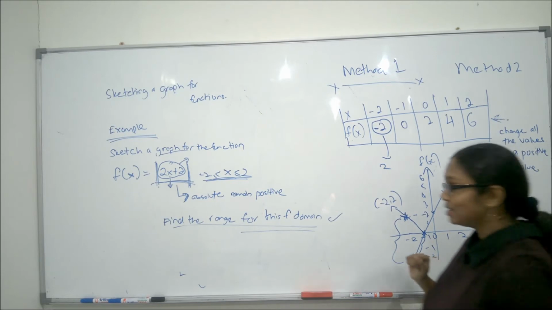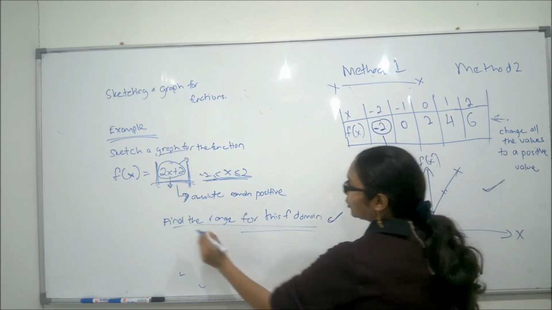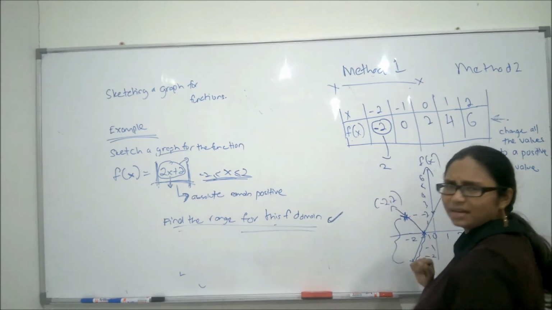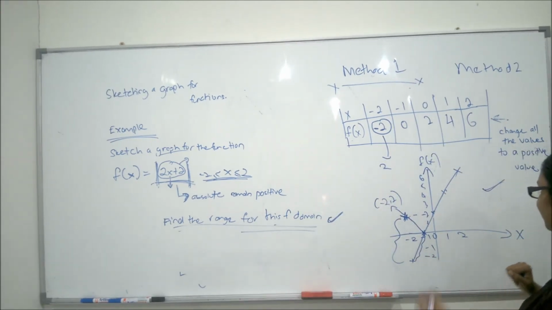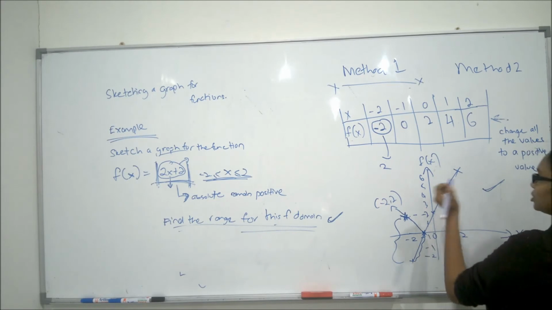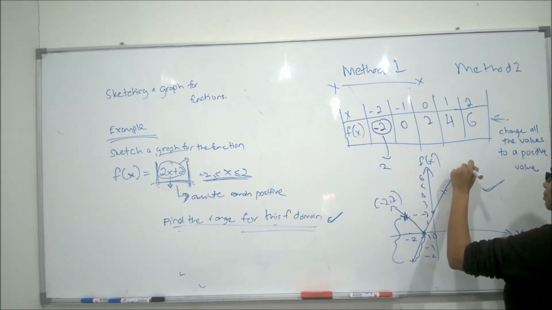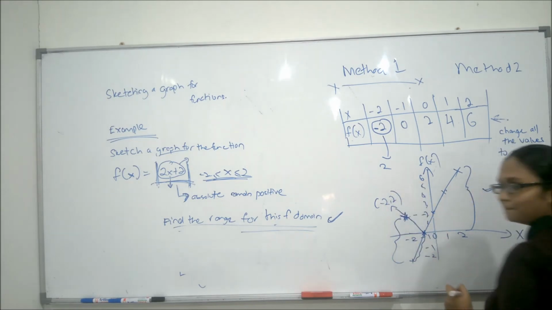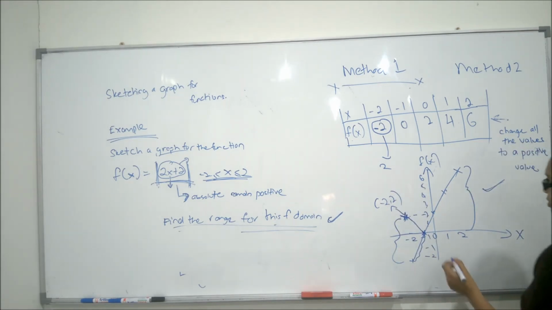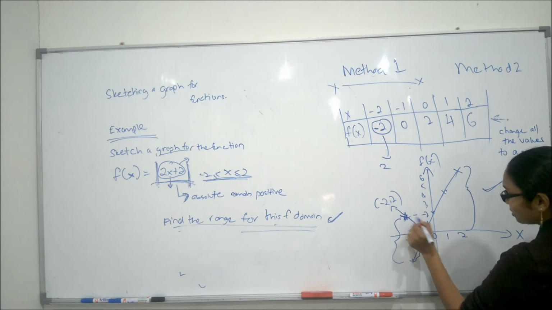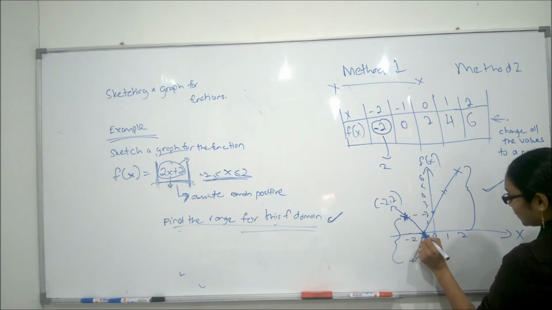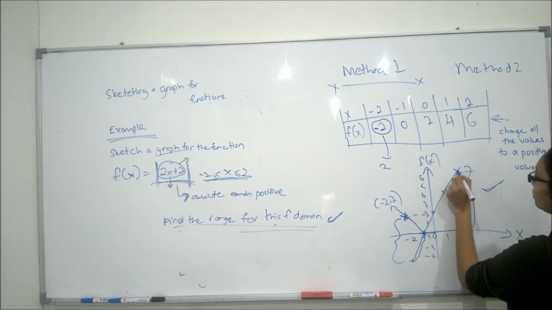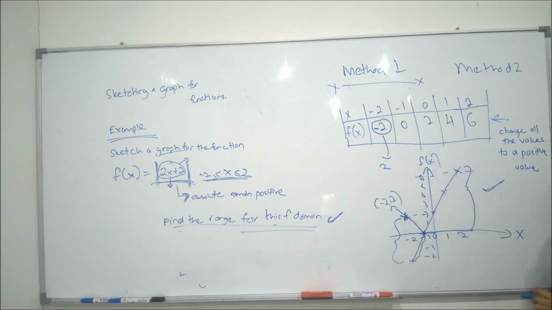Let's go on to the second portion of the question. Find the range for this f domain. Okay, what does this mean? The range for this f domain is simply the region that has been covered by the graph. What does this mean? Can you see that this graph covers from the origin of the x-axis right up to 6?